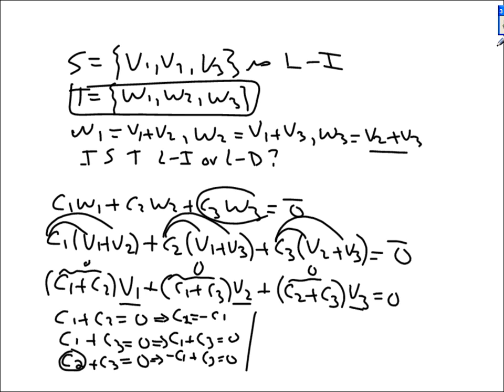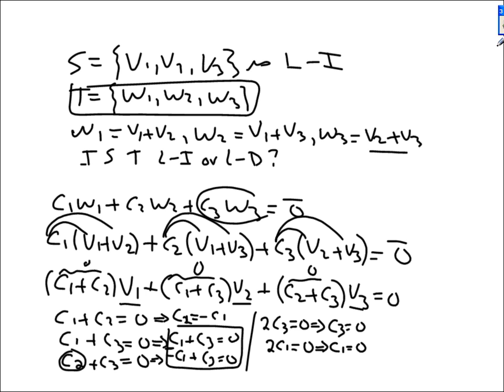Now, if I add these two equations, the C1s cancel out. I get 2C3 is 0, because 0 plus 0 is 0, and that means that C3 is 0. If I subtract these two equations, the C3s will cancel, and I get 2C1 is 0 minus 0, which is 0. Well, a multiple of 2 gives you 0. The C1 must be 0.